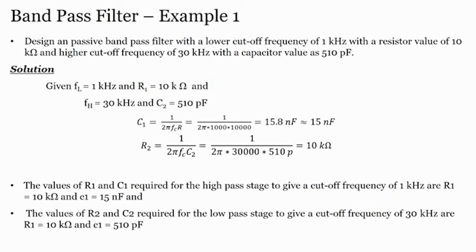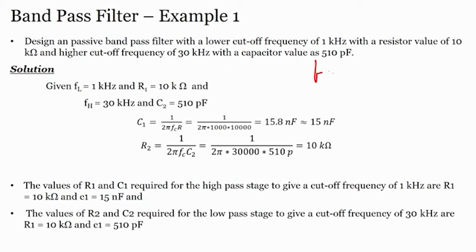and let us take an example of band pass filter. So, you have to design a passive band pass filter with a low cutoff frequency of 1 kilohertz, with a resistor of 10 kilo ohm, and high cutoff frequency of 30 kilohertz with a capacitor of 510 picofarad. This is the question given to you, and let us solve how we can design a passive band pass filter with these particular values. So, what is given? We are given 1 kilohertz.